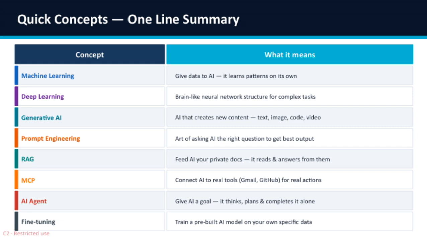possibilities. Deep learning, with its brain-like neural network structure, allows AI to handle complex tasks by mimicking how our brains process information. And at the foundation, machine learning is about giving AI data so it can learn patterns on its own, continuously improving over time. Overall, these concepts build on each other, from basic learning to sophisticated autonomy, enabling us to harness AI's full potential in innovative and practical ways.